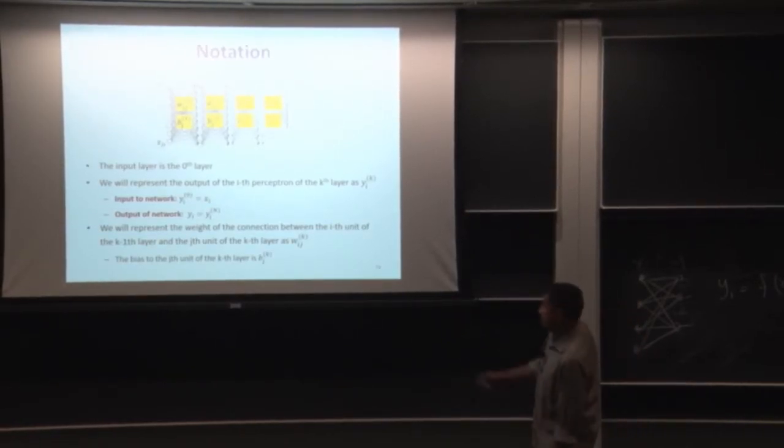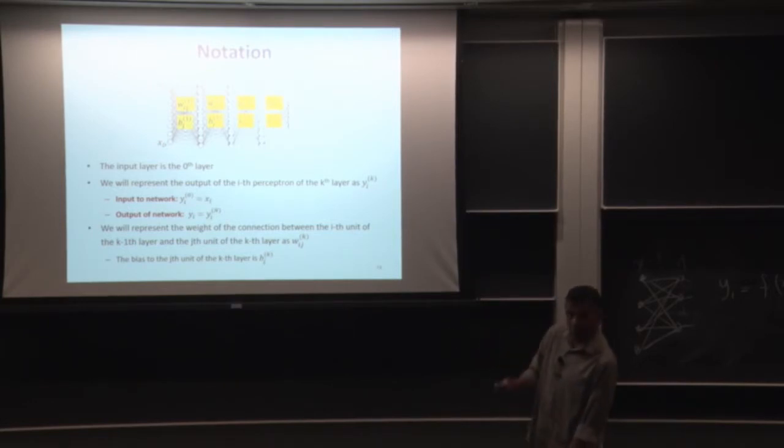So notation, I'm going to call the inputs x. D is the dimensionality, which is the number of units in any layer. I'm going to have this w_ij superscript. So w_ij is the weight from the ith unit in this layer to the jth unit in this layer, and the superscript represents the layer number.